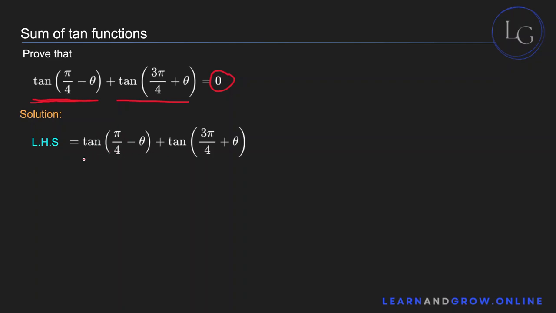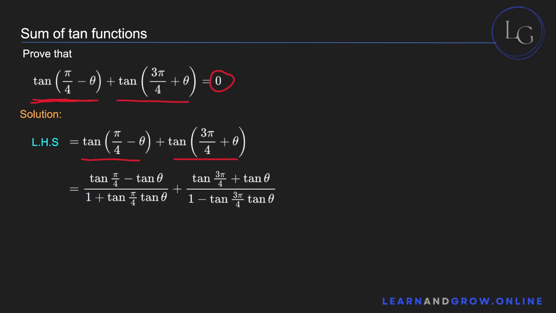Now you have this again. Look, it looks familiar, right? This and this, it looks familiar. You can apply the trigonometric identity of the tangent function on it. Now tan pi by 4 minus theta can be written down as tan pi by 4 minus tan theta over 1 plus tan pi by 4 tan theta.